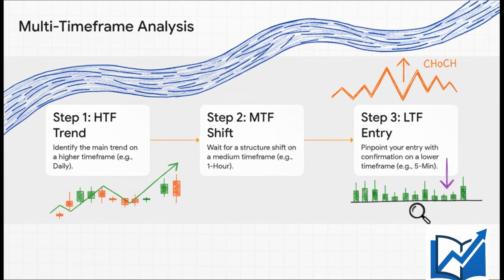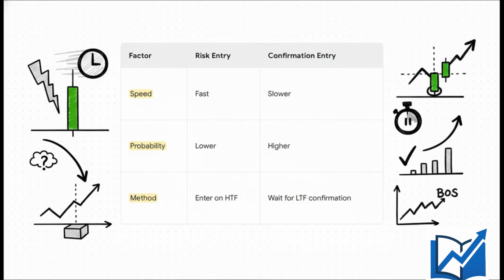So once you've got your trade idea, you basically have 2 main ways to get in. There's the risk entry. This one is fast, it's aggressive. You jump in as soon as price hits that level you identified on the higher time frame. The upside, potentially a bigger reward. The downside, lower probability.